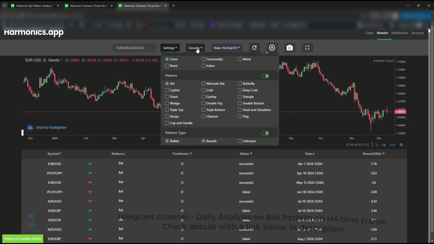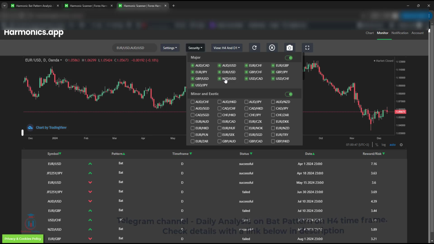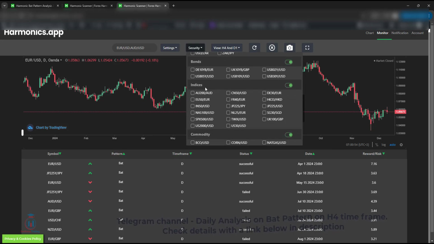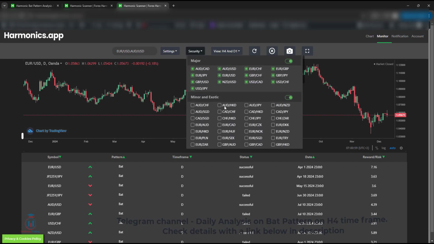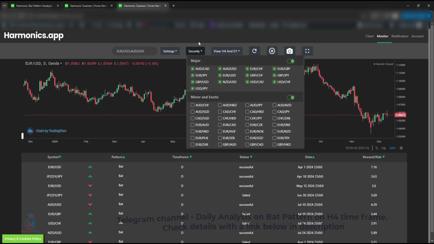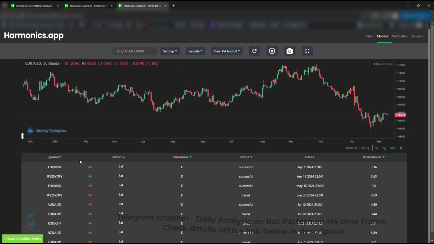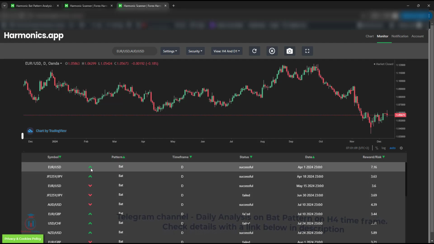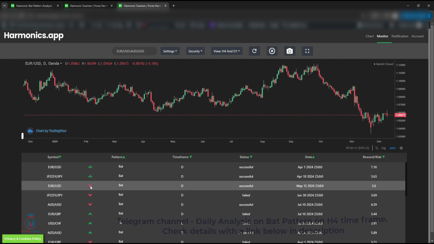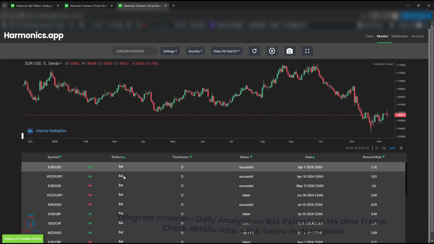Okay. And then we have a security where you can select in more detail which symbols you would like. You have majors, minors, exotics, bonds, indices, commodities, metals, and so on. So you can add more if you would like, and as soon as you select them, they are populated right here. So in this table you have a symbol, you have a green arrow which is a bullish pattern, you have a red arrow which is a bearish pattern, and you have the pattern listed here because I have selected only the bat pattern.